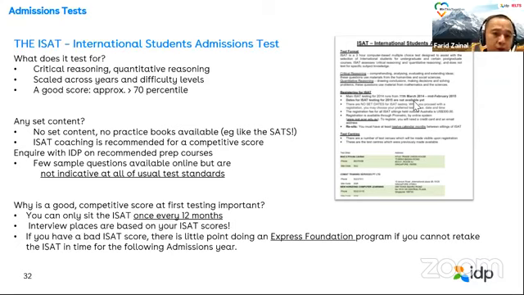Also, if you have a bad ISET result, unfortunately there is no point in proceeding with, say, Express Foundation, for example, the 4-month transition program by UNSW Global, as you will not have sufficient time to gain a better ISET result.